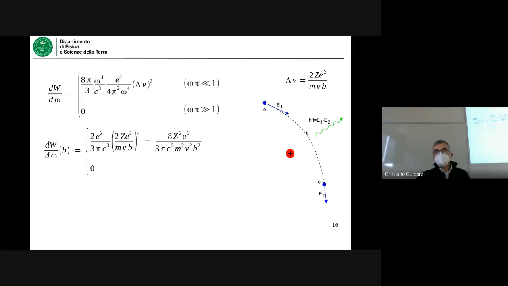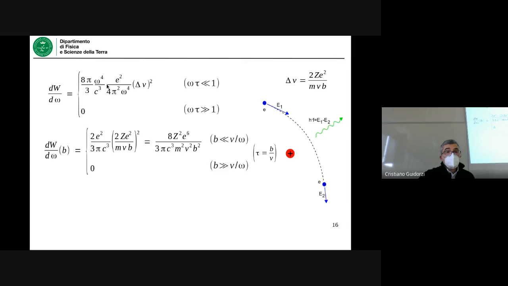So just forget about the direction. The concept is that the acceleration makes the electron emit photons. Bremsstrahlung. Okay, so this is just a reminder. The collision time is just the impact parameter over the velocity of the electron.